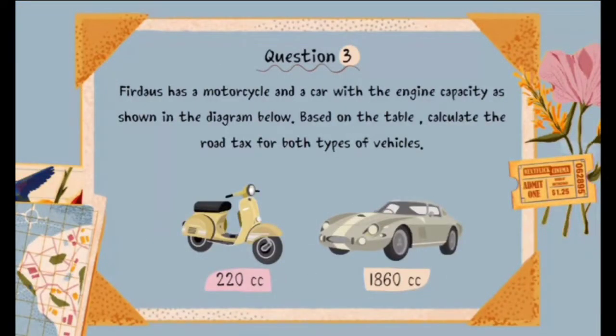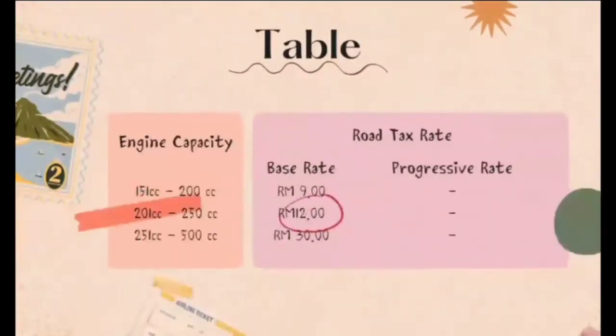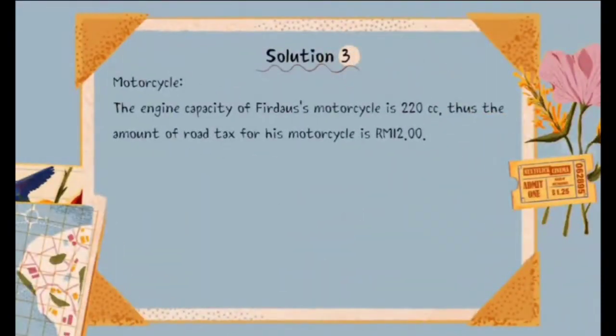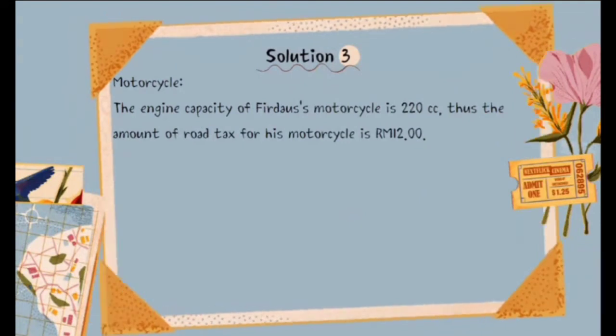For the third question, Fidaus has a motorcycle and a car with an engine capacity of 220 cc and 1,860 cc respectively. Based on the table, calculate the road tax for both types of vehicles. Refer to the table. The engine capacity of his motorcycle is between 201 cc to 250 cc. So the road tax he needs to pay for his motorcycle is 12 ringgit.